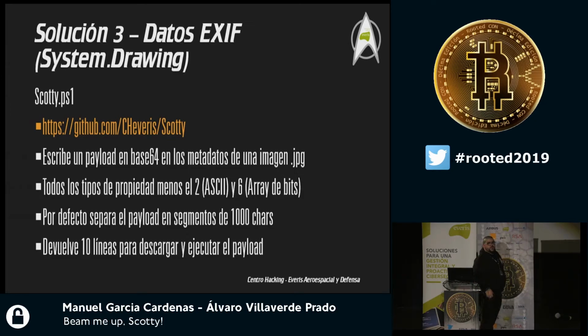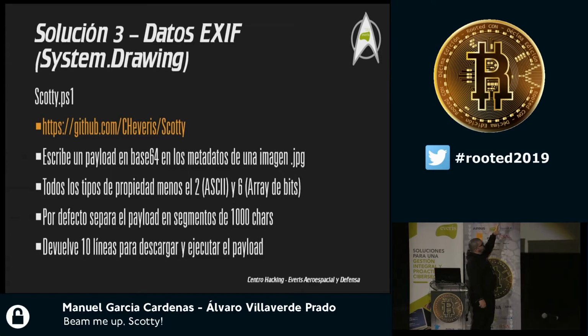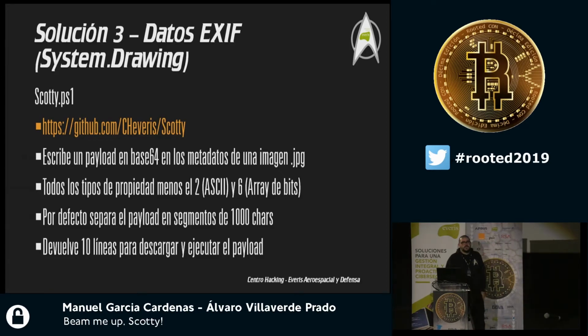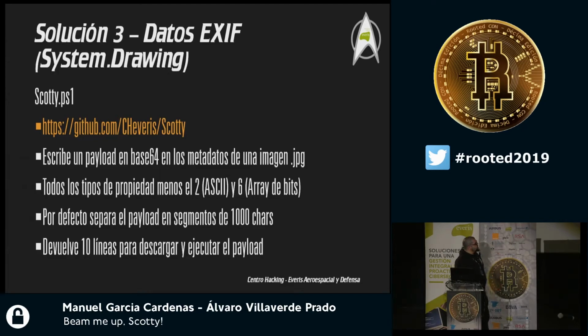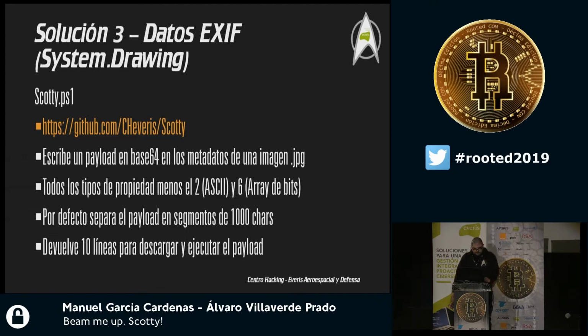What we did with all that, once we compiled it, was to produce a small script known as Scotty, which gave the title to our presentation. It is available on GitHub for you to download if you want to learn how bad our code is. It takes a Base64 payload, fragments it, and writes it in the JPG metadata using all the properties, with the exception of 2 and 6, because we are writing with Unicode and those formats do not accept it. By default, the payload is separated in segments of 1,000 characters. We have introduced over 6,000 characters in a property. We haven't tested the maximum number of characters that can be inserted, but apparently that number is very high. At the end, it returns 10 lines that you can use to download and execute the payload.